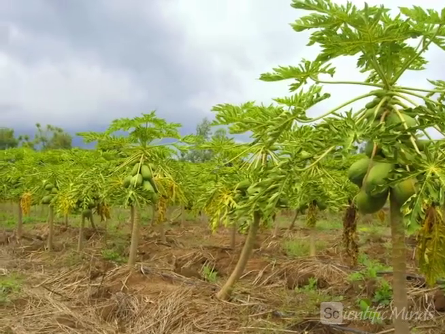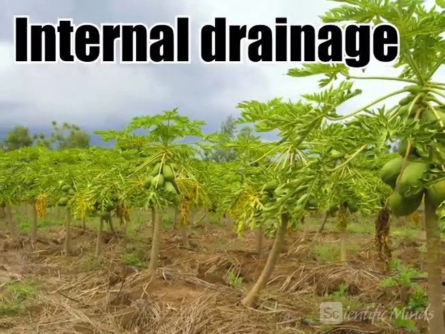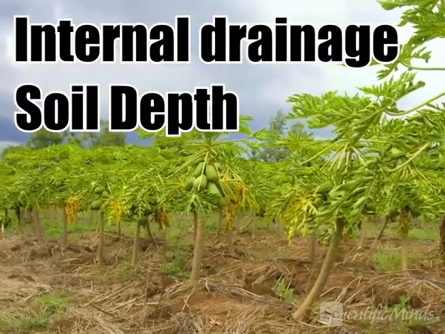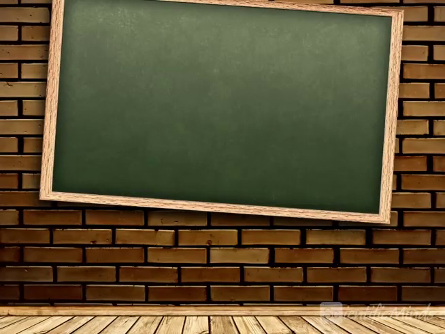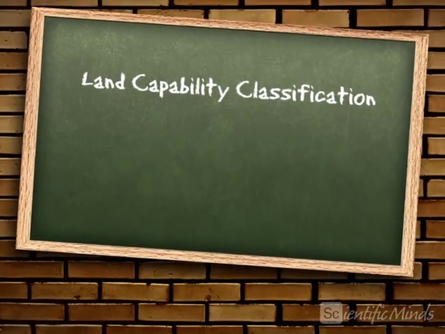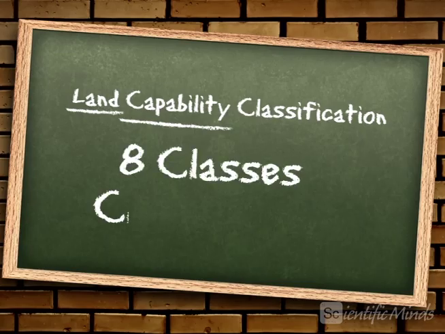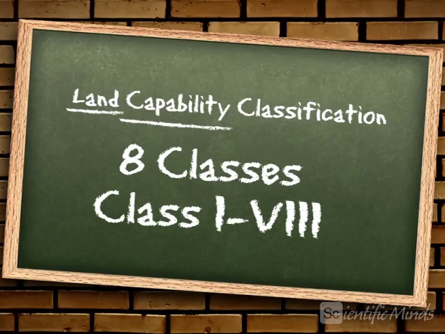Land capability factors such as internal drainage and soil depth determine the best crop use for a piece of land. Land capability classification is the process of assigning a class number to a piece of land based on its capability factors. There are 8 class numbers designated by Roman numerals.